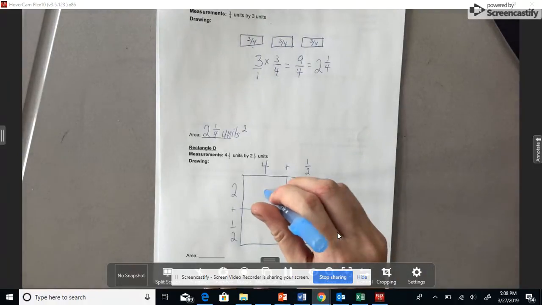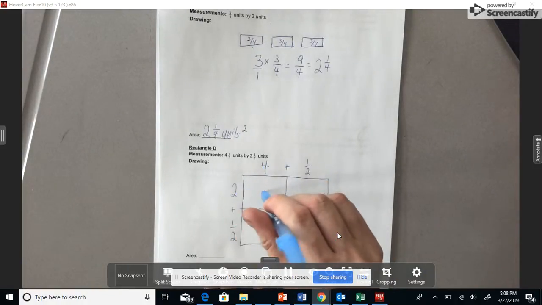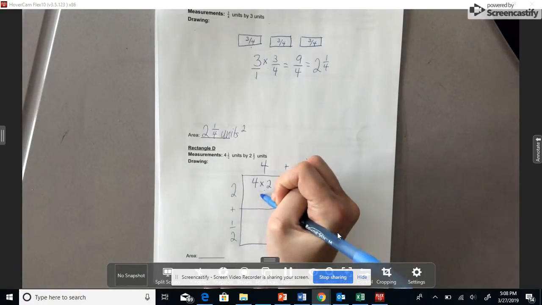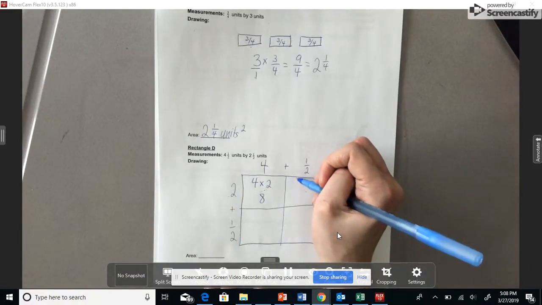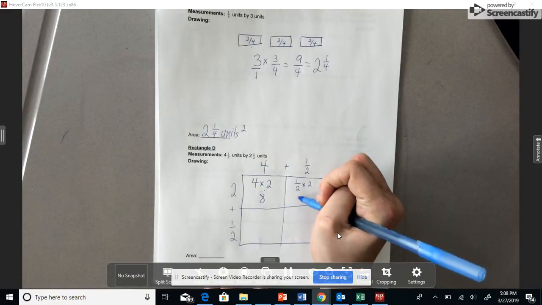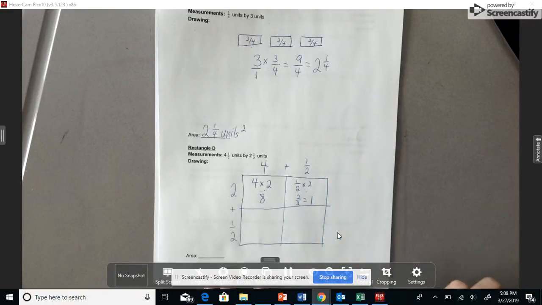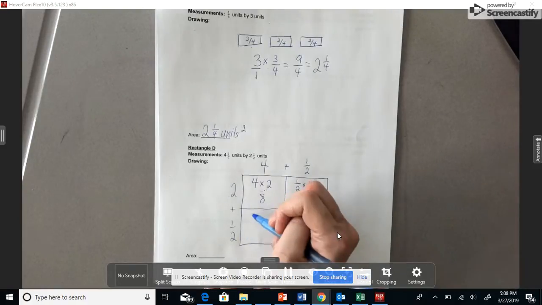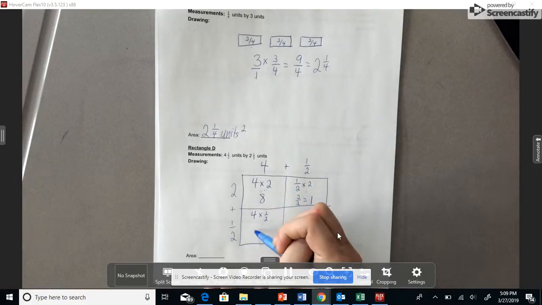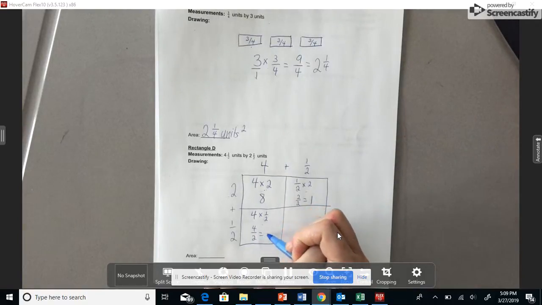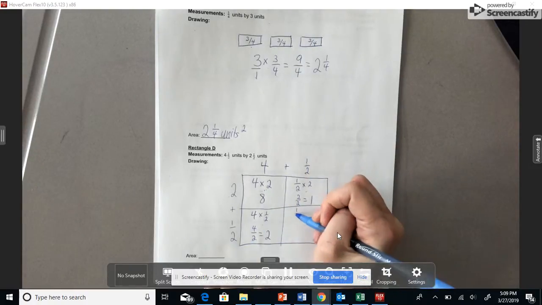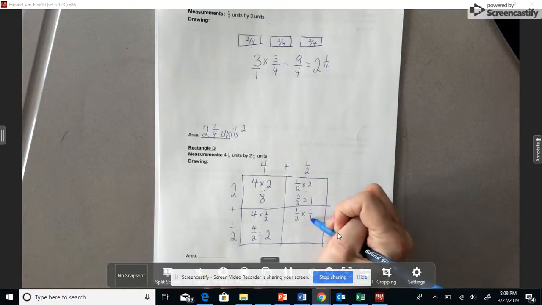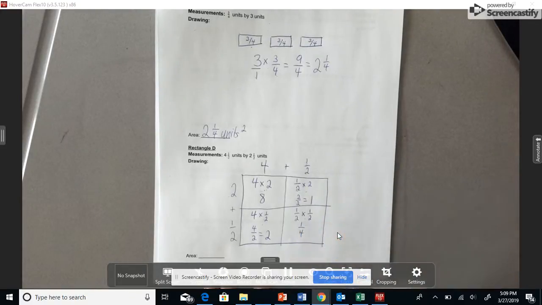I know when I'm in the square, I'm going to go up. I reach 4. I go to the left, I reach 2. So 4 times 2 is 8. Here, 1/2 times 2. 1/2 times 2 is the same as 2/2, which equals 1 whole. And here, 4 times 1/2, which is the same as 4/2, which equals 2 wholes. And here, 1/2 times 1/2, which equals 1/4.